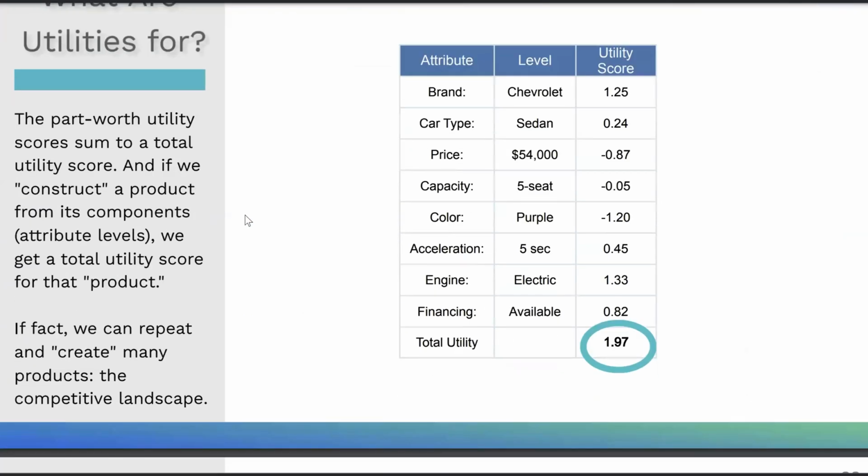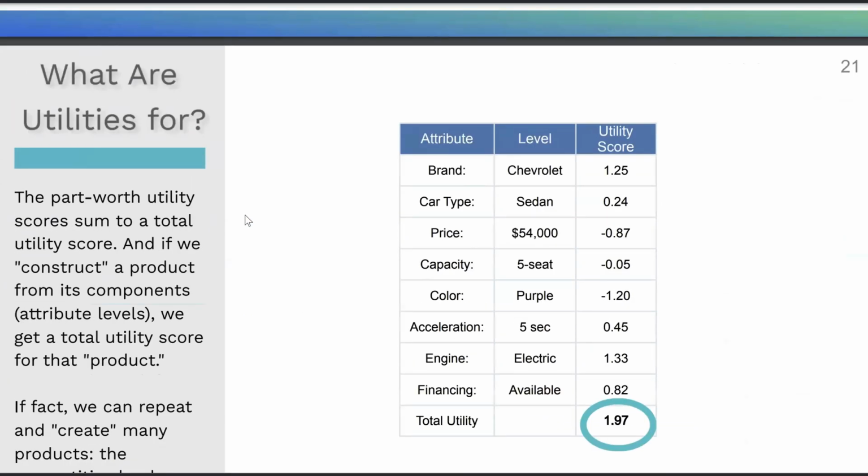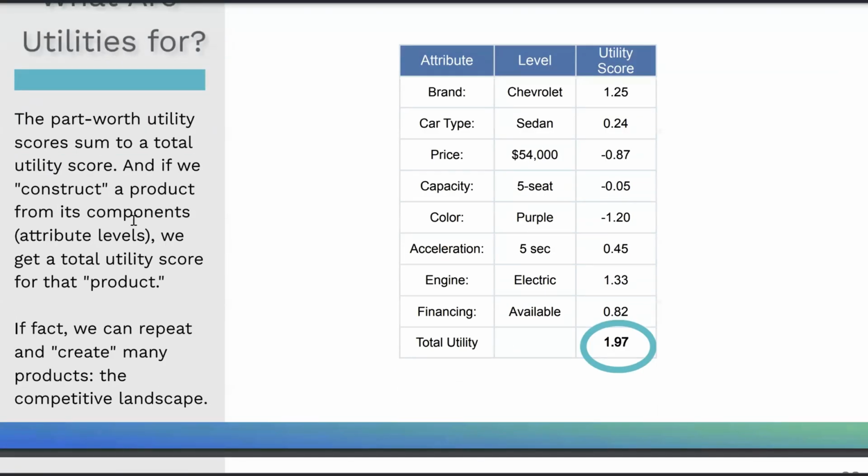Okay. Well, what are these utilities for? You saw these numbers, and they sometimes look like random numbers. What is that for? Let's take a second here. For example, part worth utility scores, as we calculated for every one of the attribute levels.